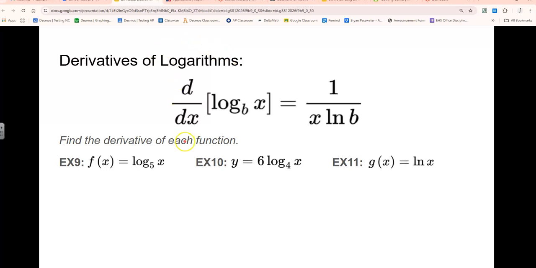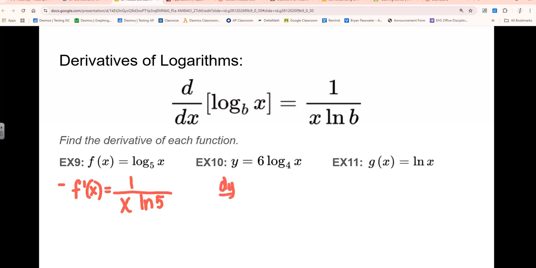So your derivative of log with a base of b of x is 1 over x times natural log of b. So that would look like this on number 9. F prime of x would be 1 over x times the natural log of the base, which is 5. Okay, if I did this for 10, derivative of y, you can call it y prime.